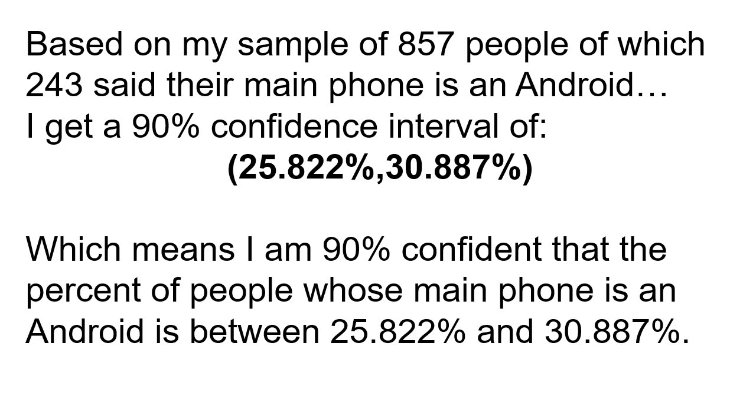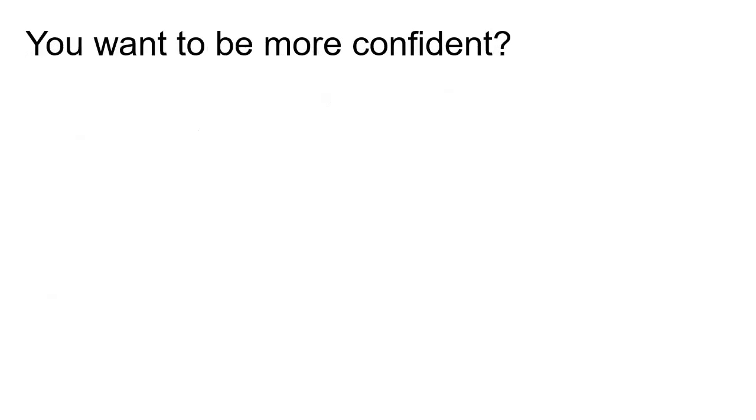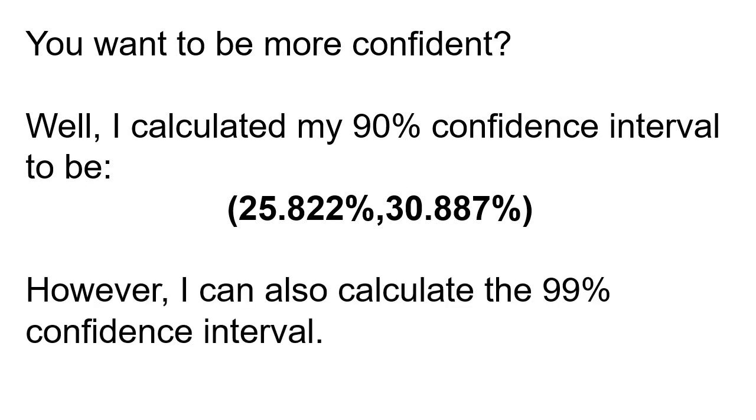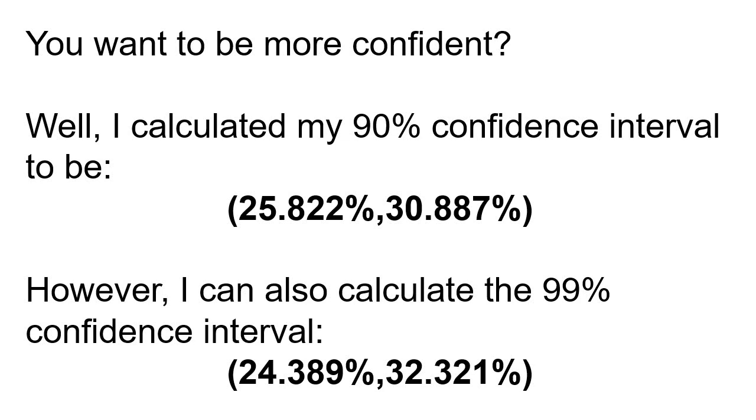Now, what if I wanted to be more confident? See, with this interval I'm only 90% confident that it actually captures the true population percent. If I want to be more confident, well, I can do that. Here's my 90% confidence interval. But notice I can also calculate a 99% confidence interval, which comes out to this guy. Notice it's a little bit wider, which makes sense, right? If you want to be more confident that your interval contains the actual population percent, you're going to have to cast a wider net. That's exactly what makes you more confident. You're looking at a bigger range of values, so you have a better chance of actually capturing the true population percent.